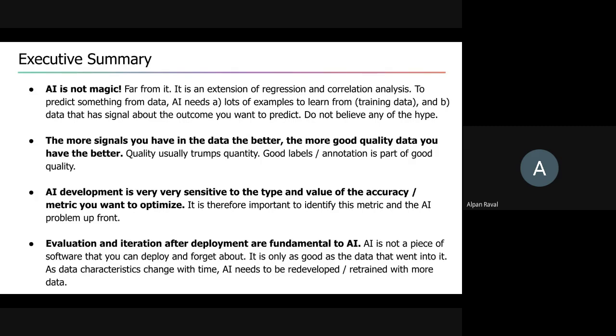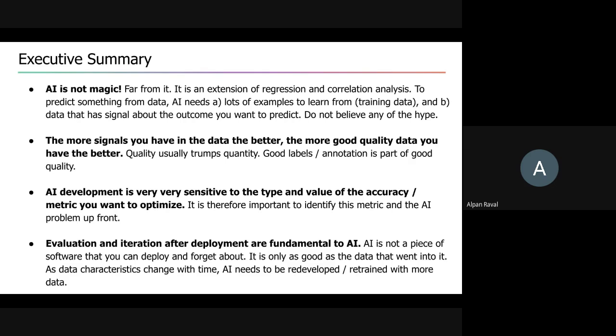In order to predict something from the data, there are two things that AI needs. It needs lots of examples to learn a correlation from, and these examples are called training data. Again, we'll encounter all of these concepts later, so don't worry. And the second thing it needs is, in the data, there has to be a signal about the outcome you want to predict. Whatever outcome you're looking for from the AI, the data should have a signal for that outcome. If it doesn't have a signal, you can't do it. That's all AI is really when it comes down to it. Don't believe any of the hype that you hear in the news or in popular media or popular articles. It's just hype.